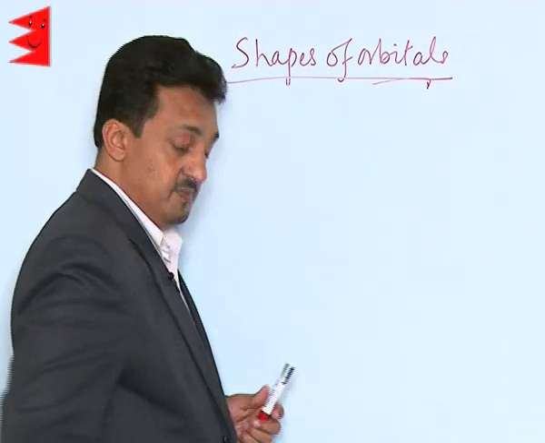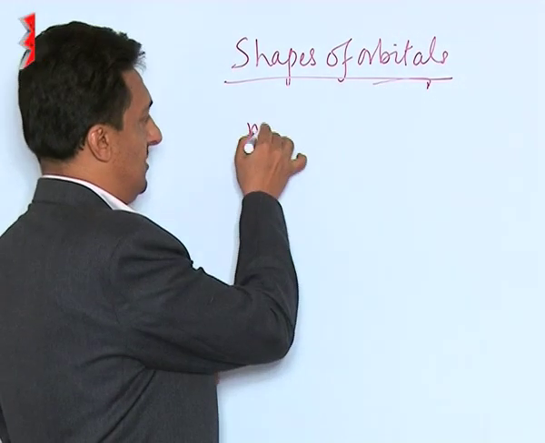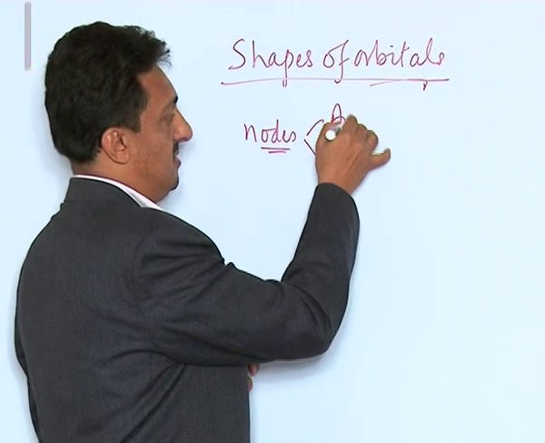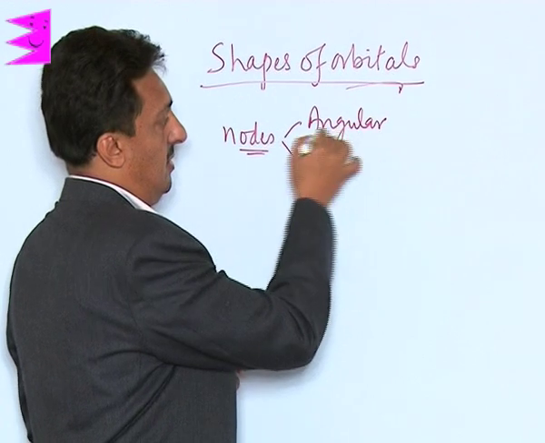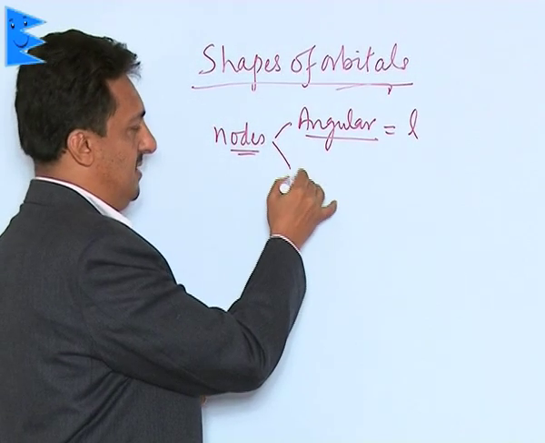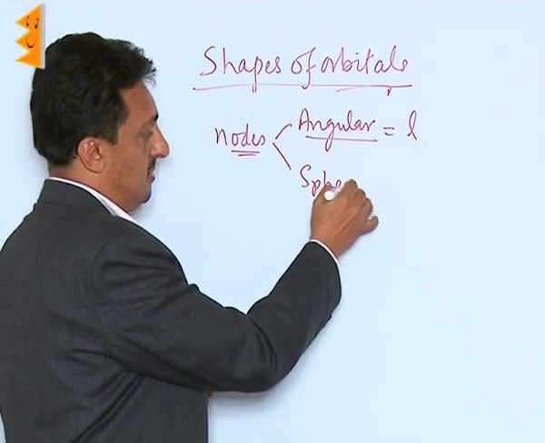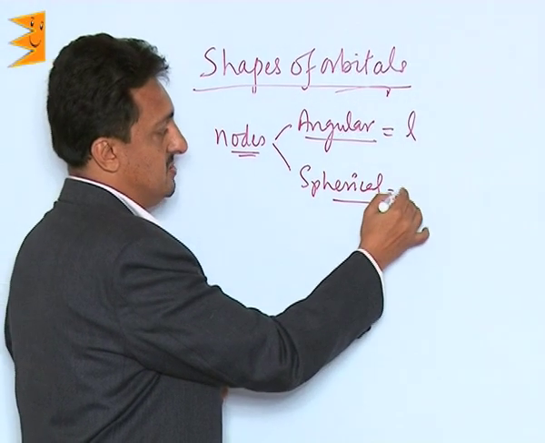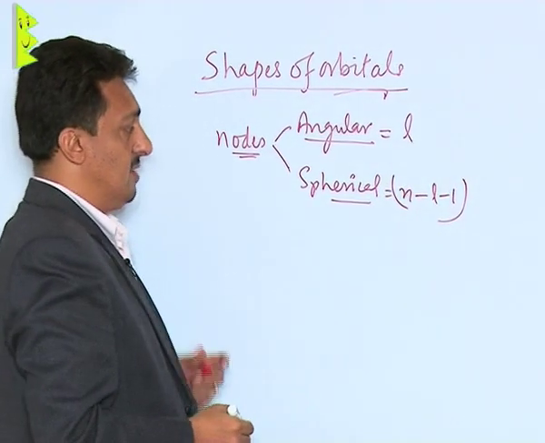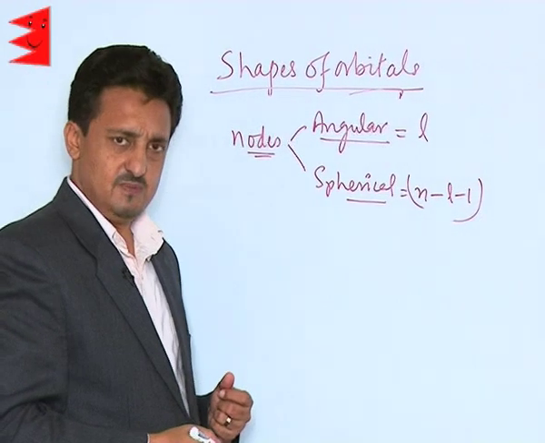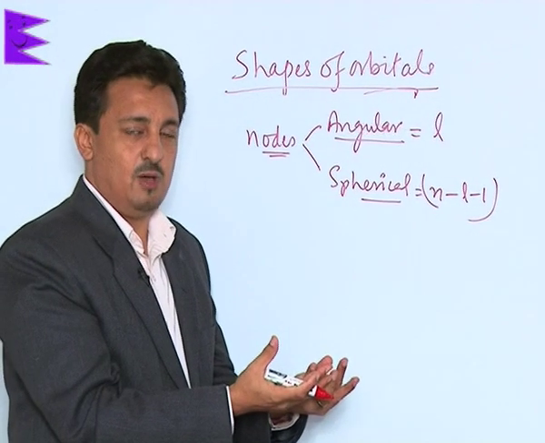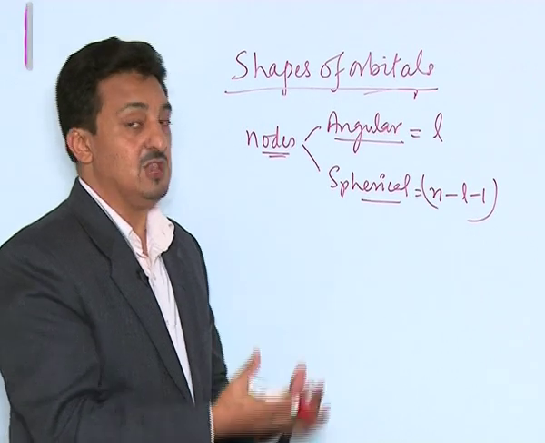As I have told you, nodes can be of two types: angular nodes, which are always equal to L, and spherical nodes, which are always equal to n minus L minus 1. The question is, what are spherical nodes? Spherical nodes are the areas spherical in shape around the nucleus where the probability of finding the electron is 0.